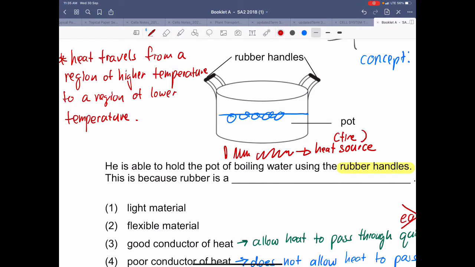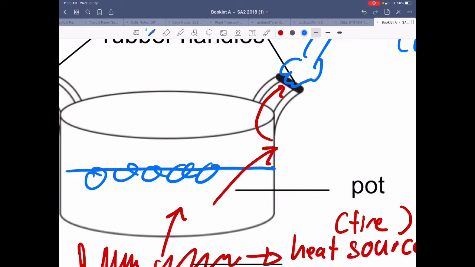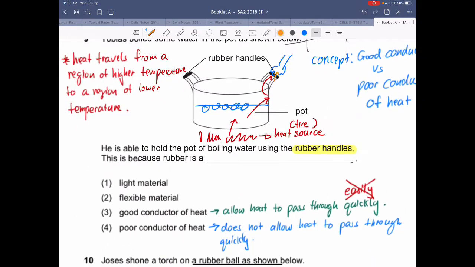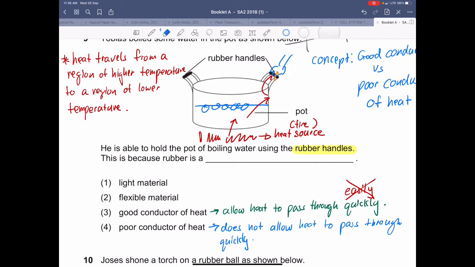So heat will travel from this part to your water, and because your water is boiling, it has a higher temperature than your pot. Then from your pot, it will travel to your handles, and eventually to your hands. The key idea is a poor conductor of heat prevents the heat from traveling from your handle to your hand quickly. Because it passes slowly, your hands don't get burnt. Okay? So the answer is because rubber is a poor conductor of heat.